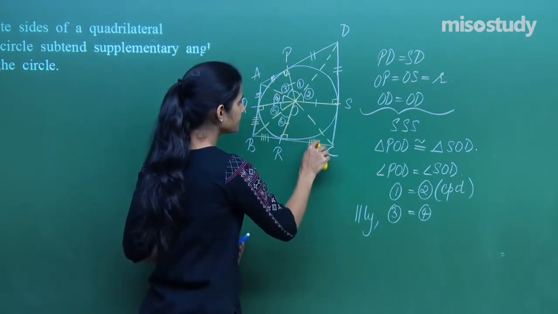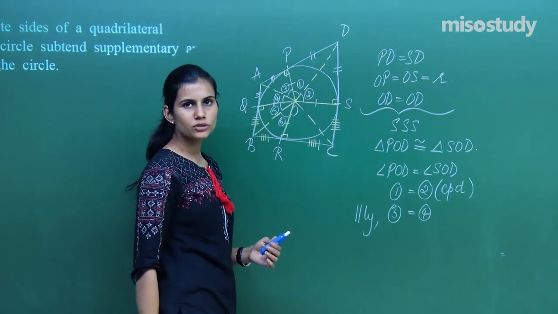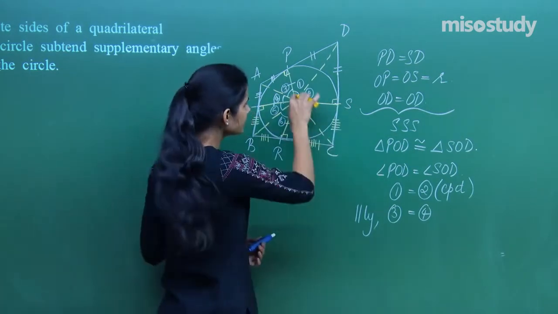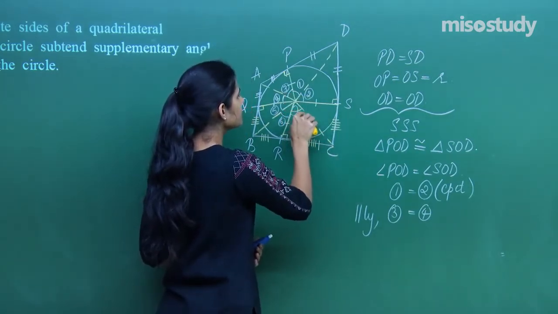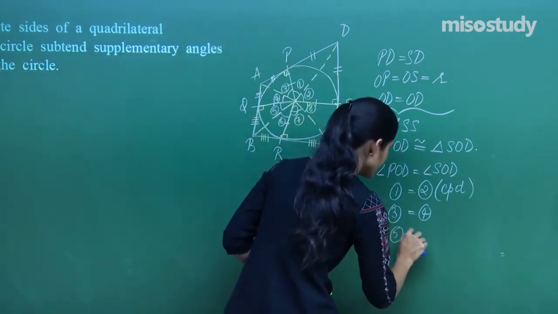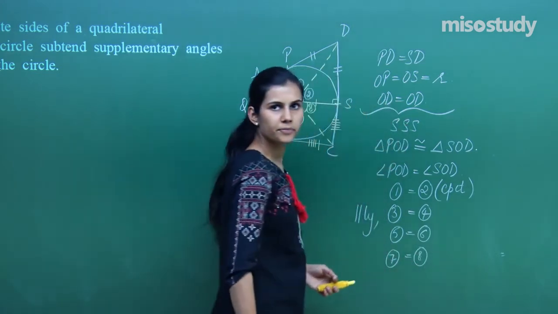Similarly here, CR will be same as CS, tangents drawn from an external point to the circle are equal. Again, OR will be same as OS because it is equal to the radius, and OC is the common side. So these two triangles will also be congruent. So you will have 7 is also equal to 8. So you will have 5 is equal to 6, 7 is equal to 8.